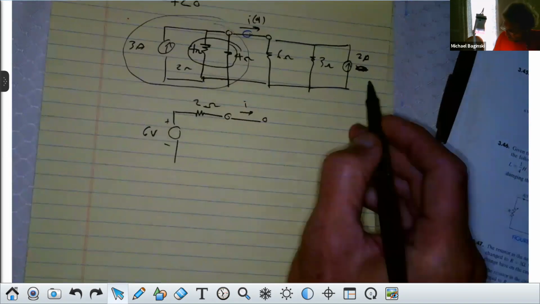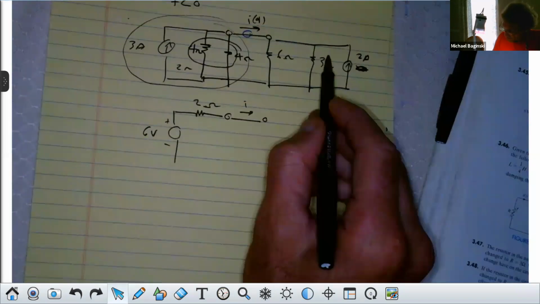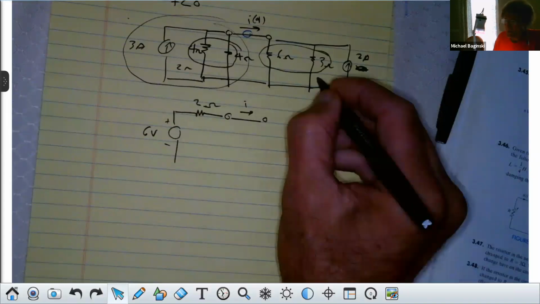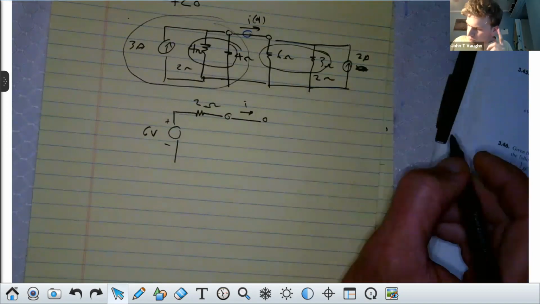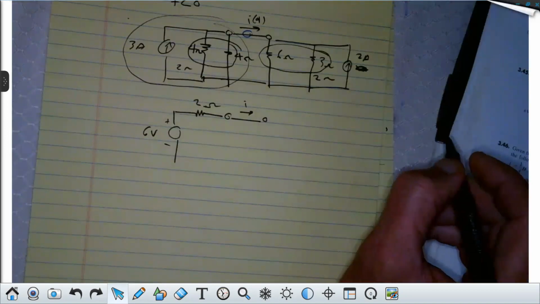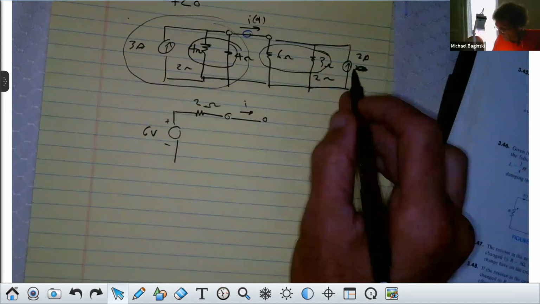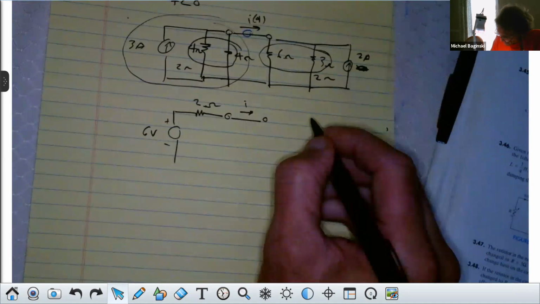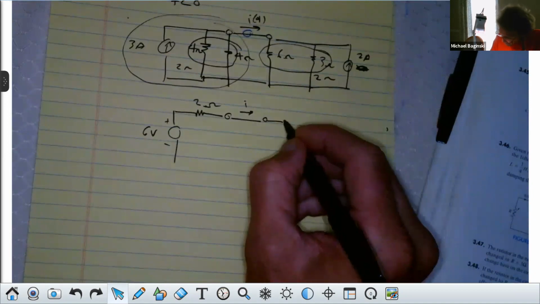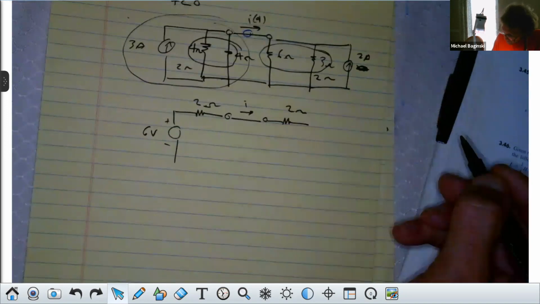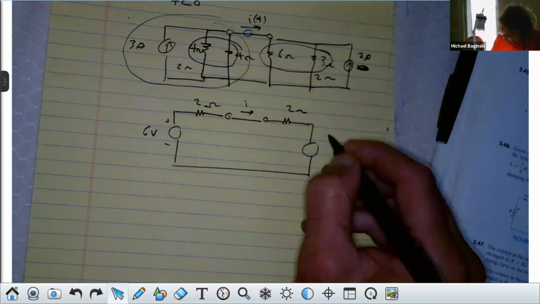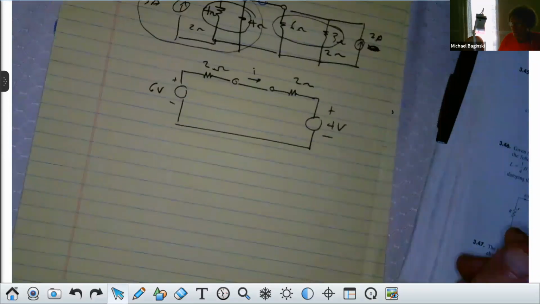Now I come over here, and what is 6 in parallel with 3, class? 2 ohms, isn't it? Yep. Yeah. Right? Yeah, 2 ohms in parallel with 2 amps is really what? 4 volts in series with 2 ohms, right? So now I'm going to go ahead and put 2 ohms here, and then I'm going to put 4 volts. Y'all agree with me?